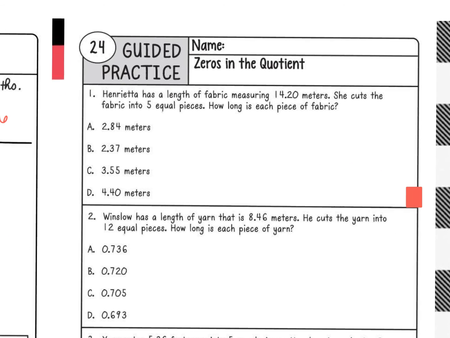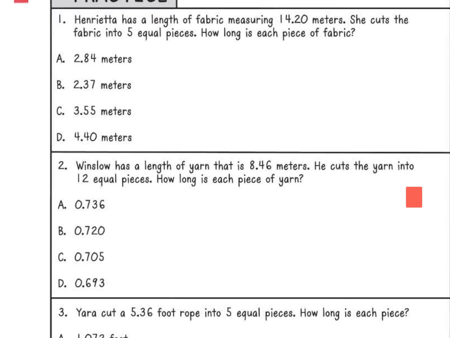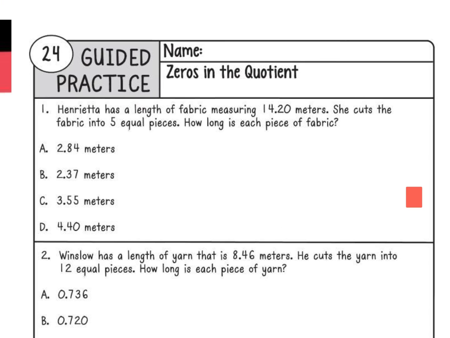Now let's look at our practice problems. Henrietta has a length of fabric measuring 14.20 meters. Okay, we might not do any of these actually. Because these all have decimals, we're not gonna do any of them. Can we just circle all the answers?